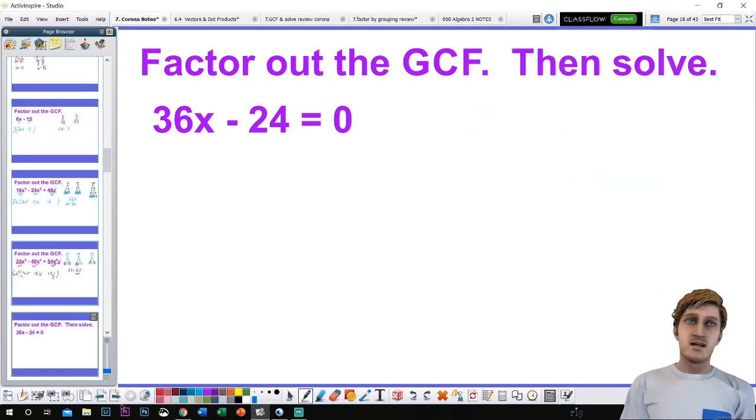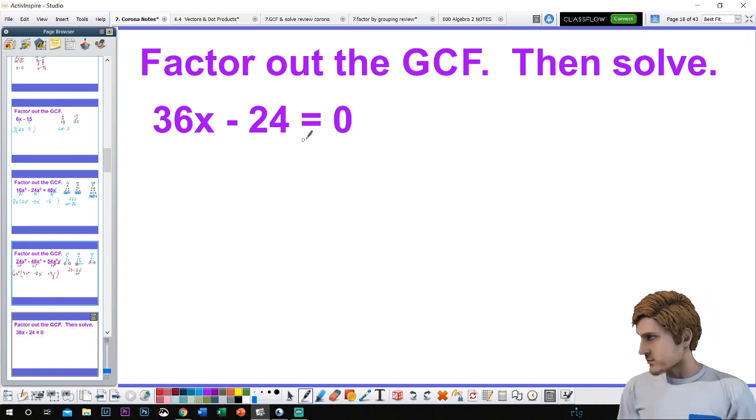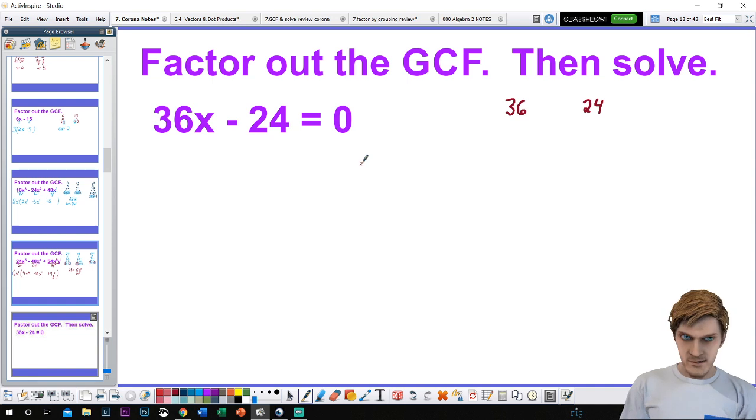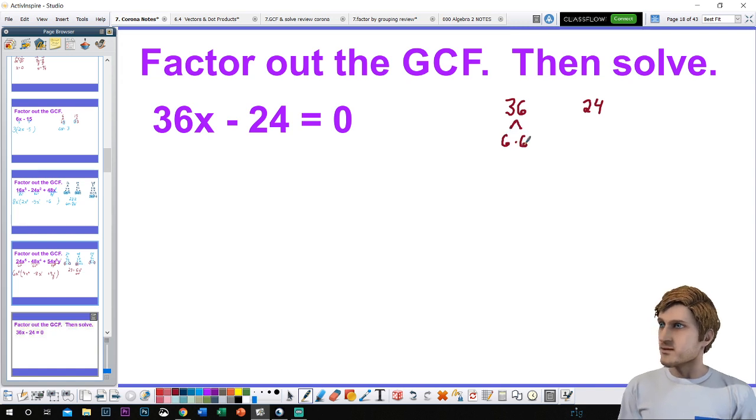Finally, we're going to factor out the GCF and then solve. So like I said in the very first example, if this had equals 0 at the end, I would go ahead and solve it. This one does, so let's solve. So 36 and 24. Now, I know that I could actually go ahead and solve this equation by doing plus 24 and divide by 36. I'm just showing you a different way to do it so that when we get more complicated stuff like x squared, you'll be okay. All right, 36 is 6 by 6, which is 2 by 3 by 2 by 3.